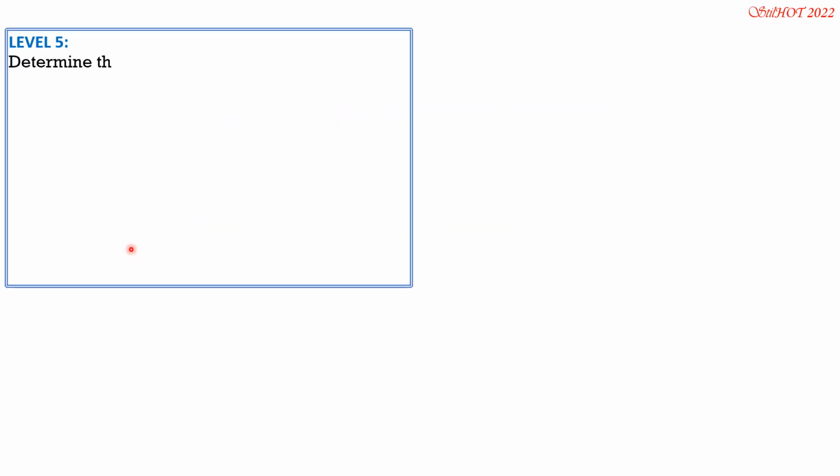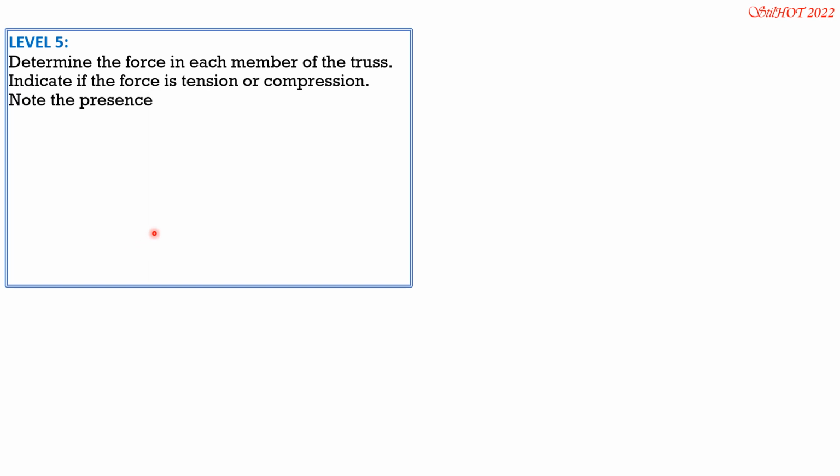So for the first problem, level 5, determine the force in each member of the truss. Indicate if the force is tension or compression. Note the presence of any zero force members.